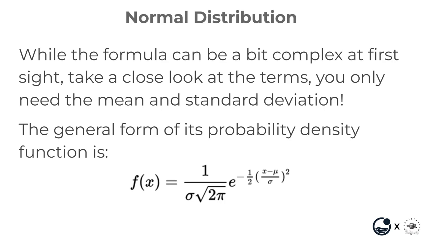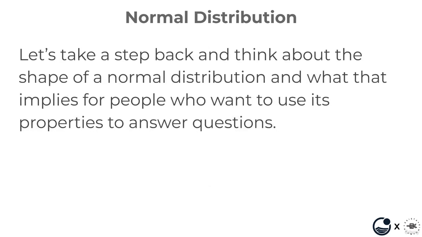you can take a close look at the terms and realize that in order to figure out the output f of x, you really just need three things. You need x itself, and then just the mean and standard deviation for your particular dataset. You plug those in, and then eventually you'll get f of x out. So let's take a step back and think about the shape of a normal distribution and what that implies for people who want to use its properties to answer questions.